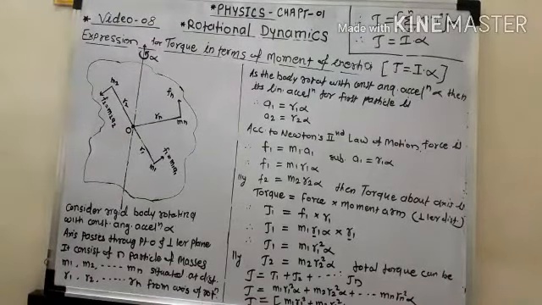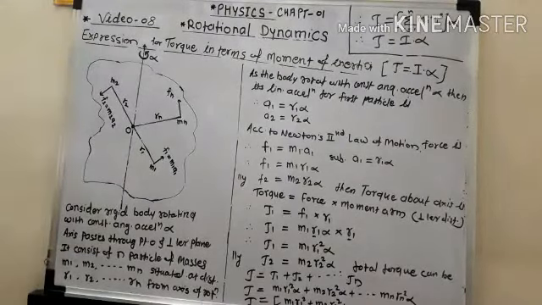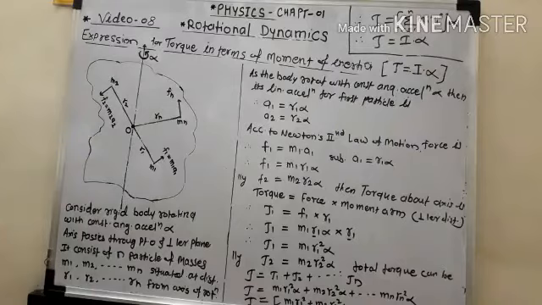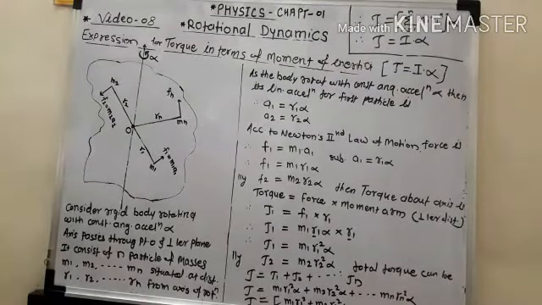In kinetic energy, we saw that the body rotates with a constant angular velocity omega, but here, by applying the torque, that rigid body rotates with a constant angular acceleration alpha. You have to remember this. Then this body consists of n particles of masses m1, m2, m3 ... mn situated at distances r1, r2, r3 ... rn from the axis of rotation.